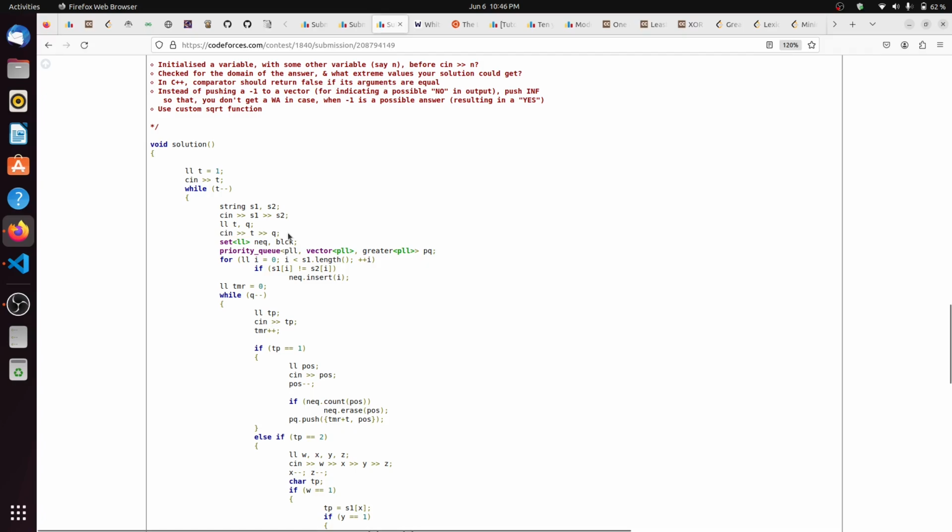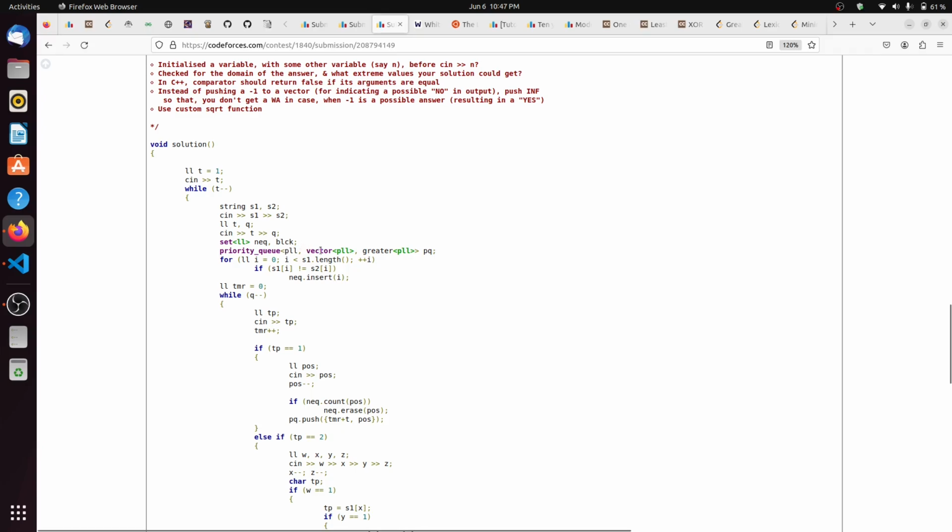Now before going to the queries, I have two sets. One set is neq, which means not equal. It will contain the indexes at which the characters of s1 and s2 are not equal. And the other set, blck, will contain the indexes at which the characters are blocked.